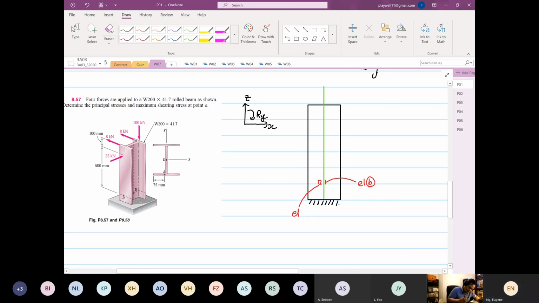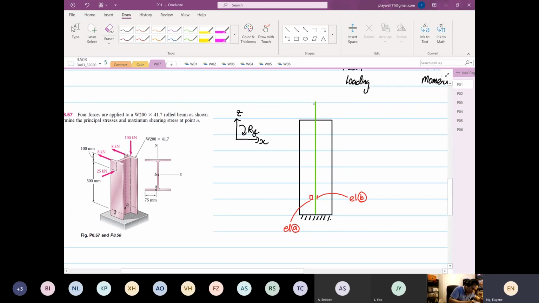From here, we're going to add in our forces. We have one force coming down, at 100 kilonewton. Then you have a force going inwards, running at 25 kilonewton. And then you have 8 kilonewton, and this is going to be twice.